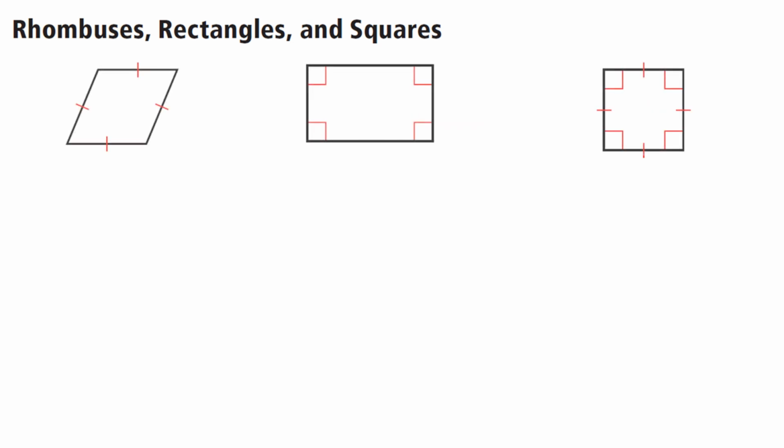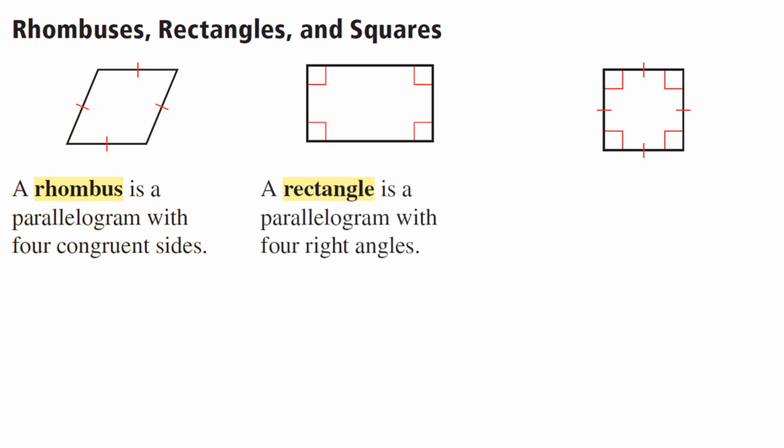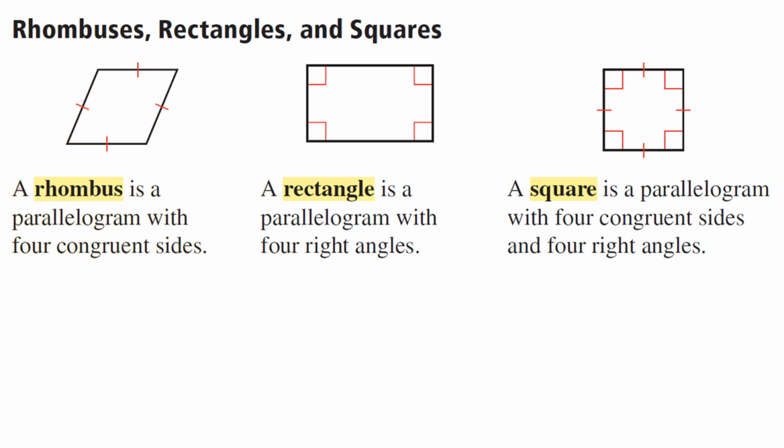So again, a little bit more distinction. The rhombus is a parallelogram with four congruent sides. Each side has the same length. A rectangle is a parallelogram with four right angles. A square is a parallelogram with four congruent sides and four right angles. So again, a square is a parallelogram and a rhombus and a rectangle.